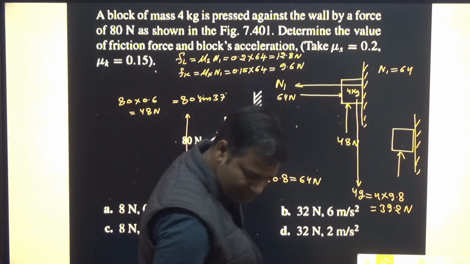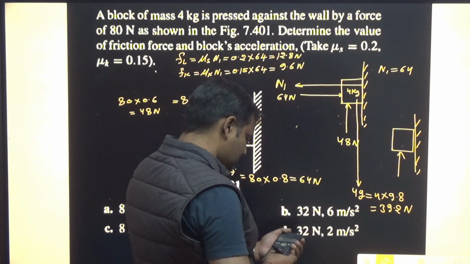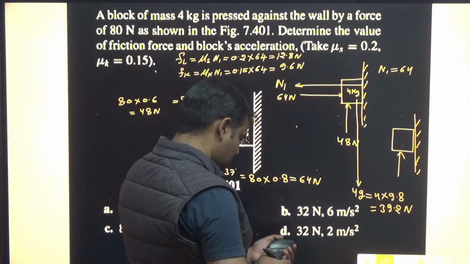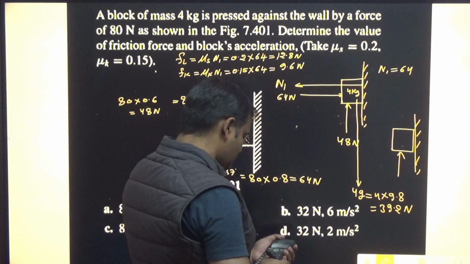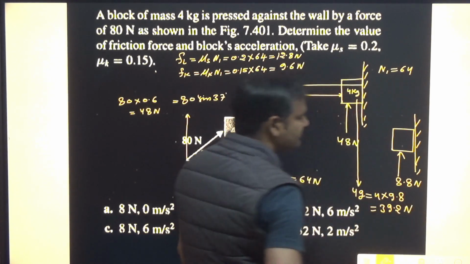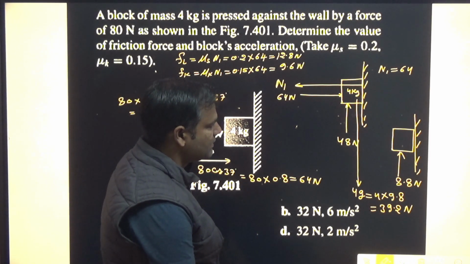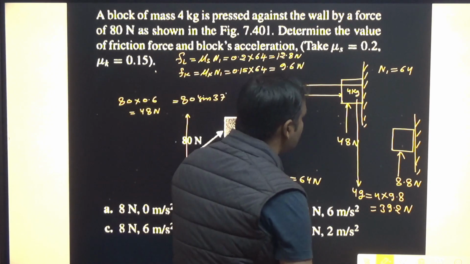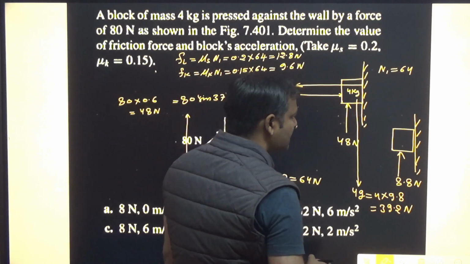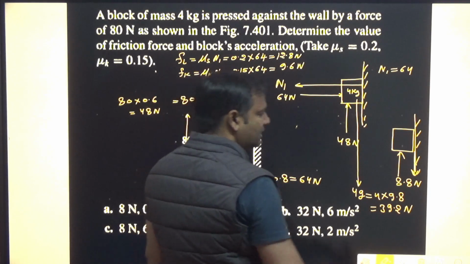48 minus 39.2, how much is that? That is 8.8 Newton. That force is 8.8 Newton. Now, frictional force always works opposite to the applied force. So the frictional force works in this direction. Clear? That is F.